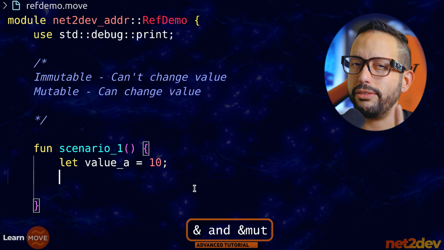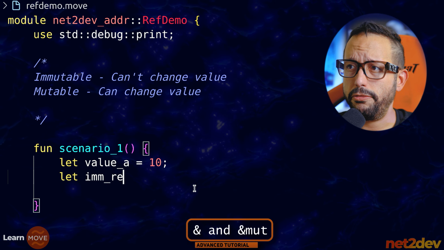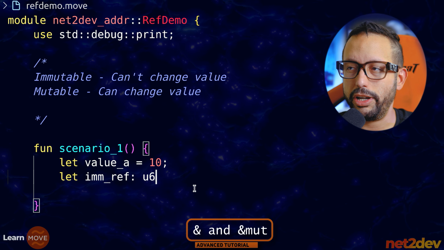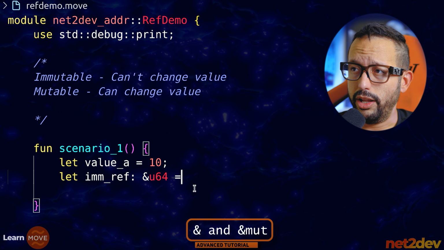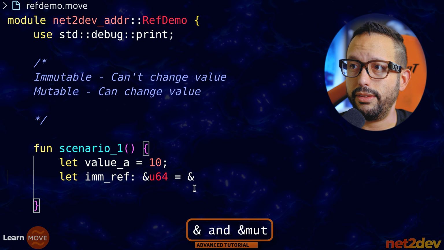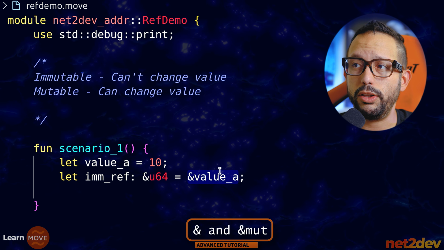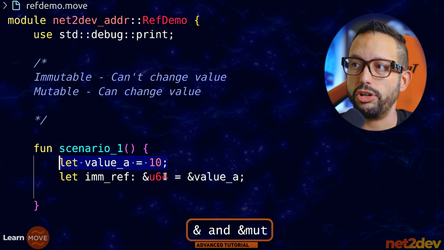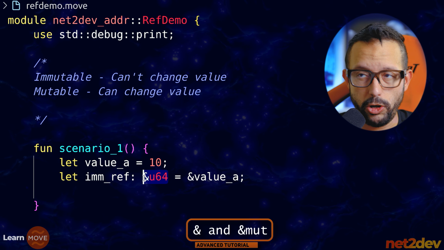And let's convert this first to immutable. So we can say here, let, call this immutable_ref, and this will be a u64, okay? And I want this to be reference u64, immutable, and I want to say this is &value_a, okay? So we are passing a reference of value_a, right? So we are adding an integer, but then we are basically converting this to be a u64, okay?